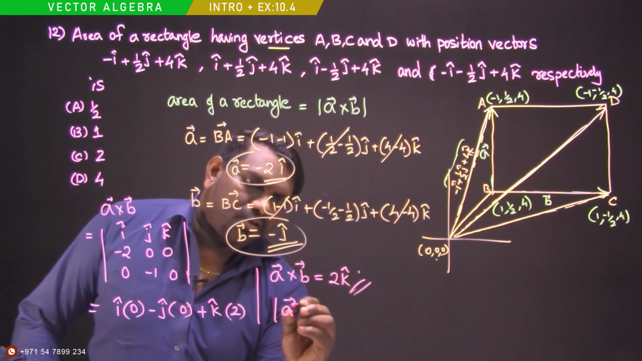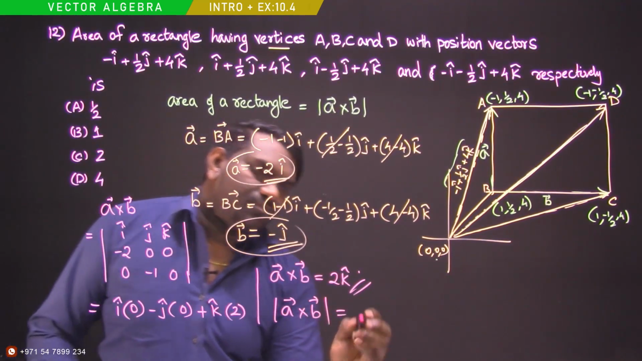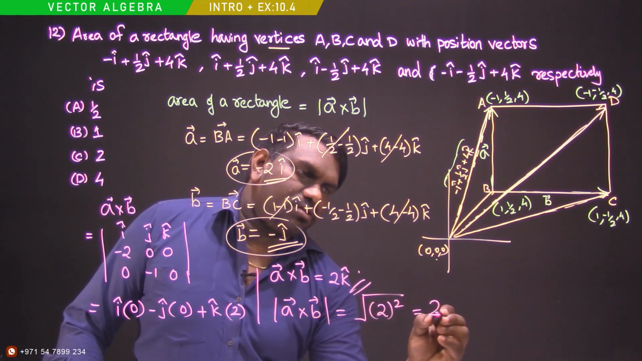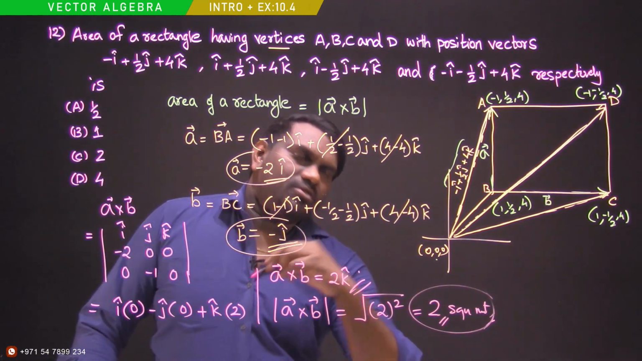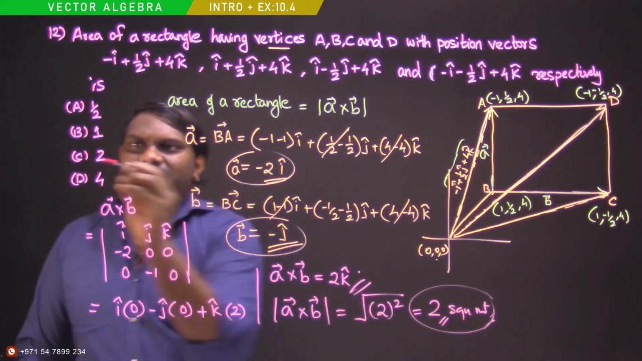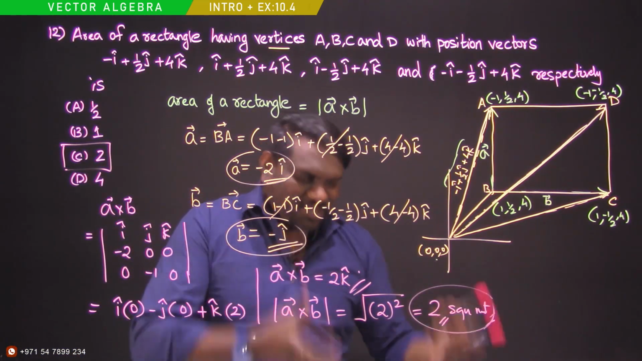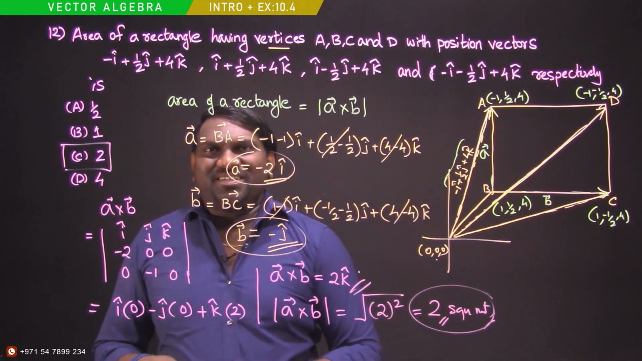Then what is the modulus of A vector cross B vector? That's root of 2 square, in fact, so 2 square units is my answer. Where is it? C. So C is going to be the answer for my 12th question. It is pretty lengthy, but it's okay, fine. So this was the 12th question, dear.